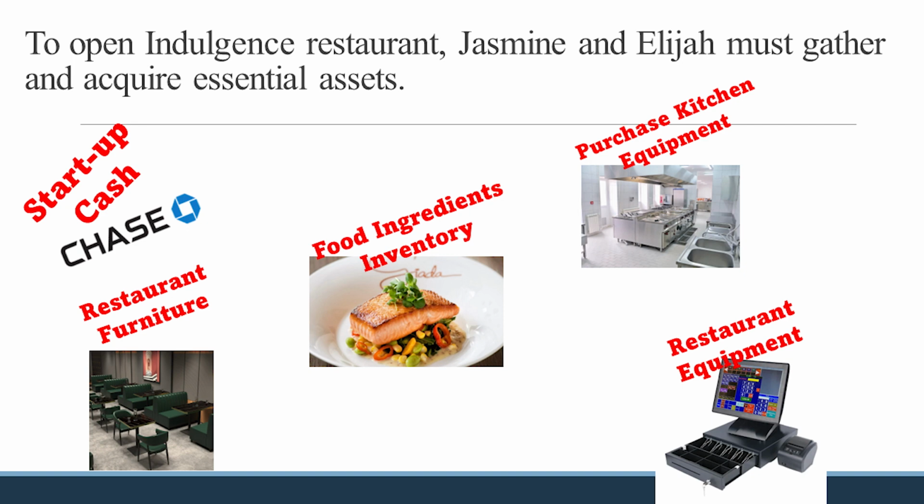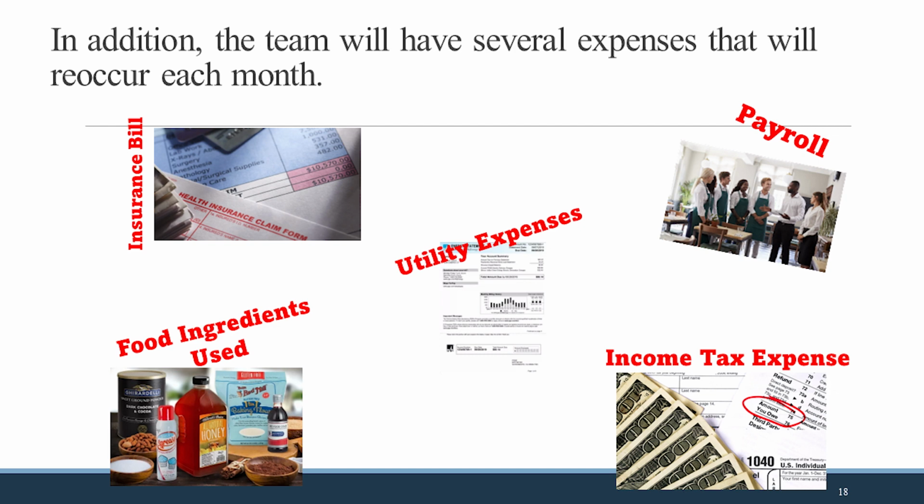In addition, the team will have several expenses that will reoccur each month. And those will be such as the food ingredients used. So we bought the inventory, the food ingredients, at the beginning, but now during the month we're going to use some. We may not use all of them, but we'll use a portion of them. So we have to estimate the cost of that.